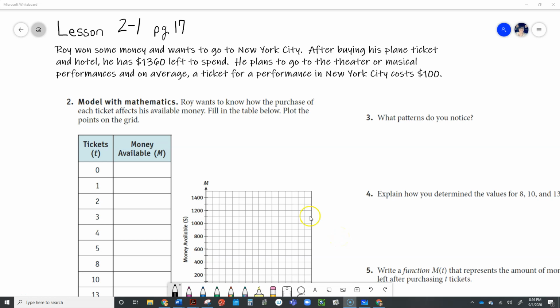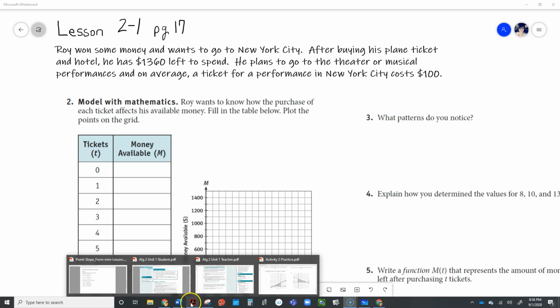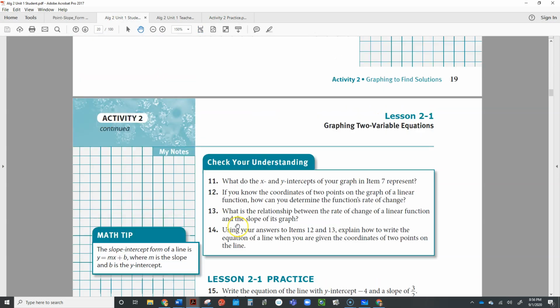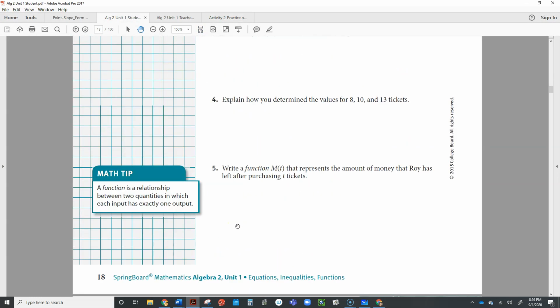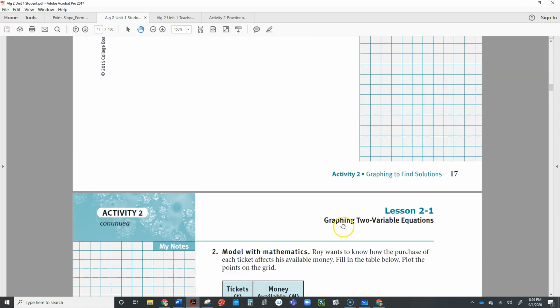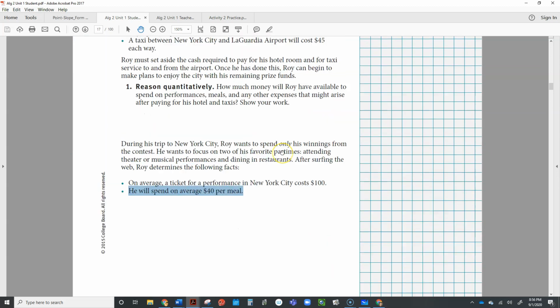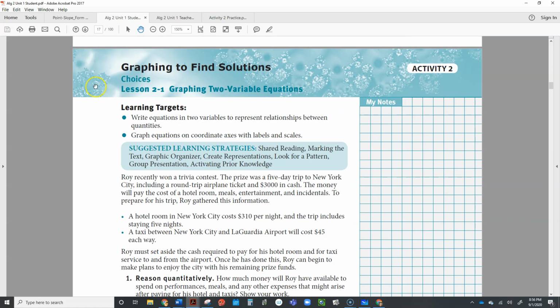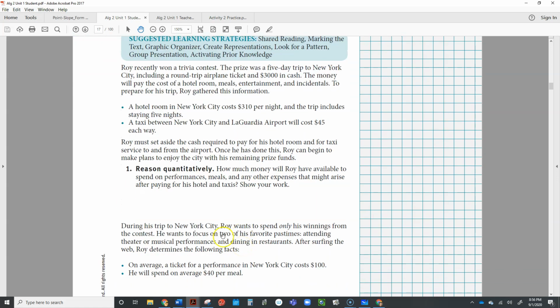All right, so I'm gonna walk you through some of the problems that are on lesson 2-1 that you can find in your textbook on page 17. I'll show you. Here it is. Just like I said, we're on this. Notice it says page 17, and then here's the problem. Now, for time purposes, you should, on your own, go back and read all of this, okay?